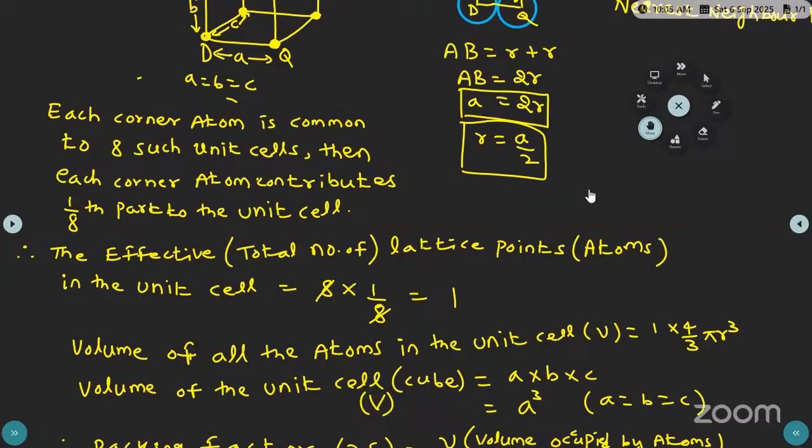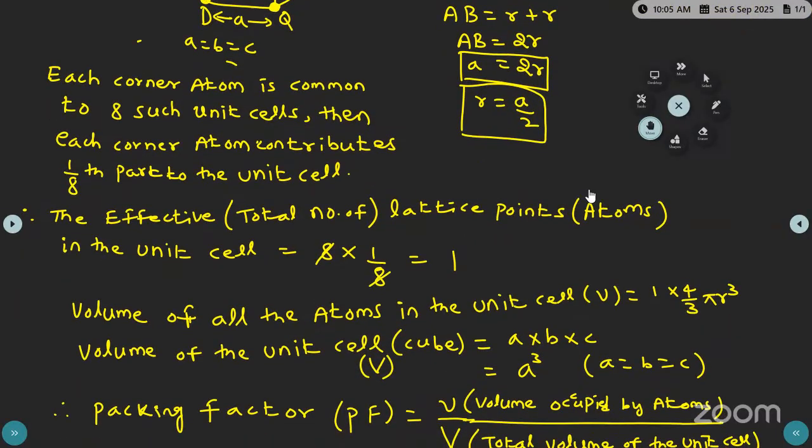So like that we calculated the total number of atoms in the unit cell, that we have written as the effective number of lattice points, nothing but atoms in the unit cell, equal to 8 into 1/8. At each corner you can find 1/8 part and 8 corners are there. So 8 into 1/8 equal to 1. And we calculated the volume of the unit cell. The shape of the unit cell is, what is the structure? The shape of the unit cell, cube.